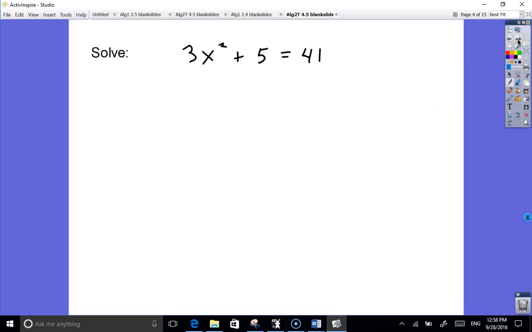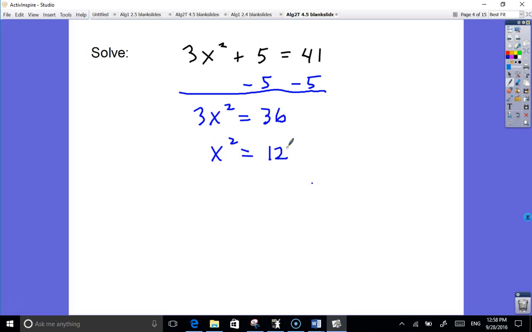So let's practice those 3 steps here. The first step would be to isolate the x squared. Okay, well, what am I going to do first? There's a 3 and there's a 5 that I've got to get rid of. Which one am I going to get rid of first? The 5, right? So subtract 5 from both sides. So now we've got 3x squared equals 36. Okay, then what? Divide by 3. X squared equals 12. Okay, so we've isolated the x squared.